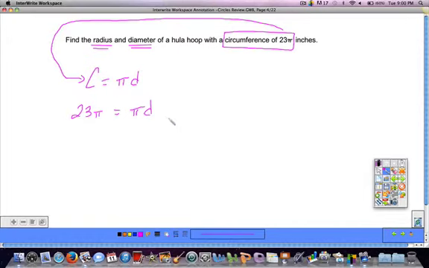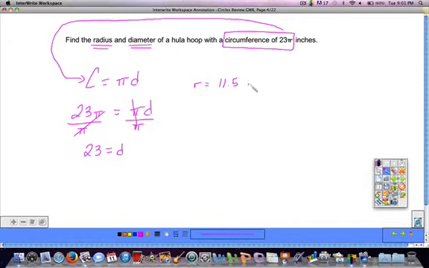Looks a whole lot like that other problem, doesn't it? Trying to find diameter, so I need to get rid of pi. That's pi times d. Opposite of multiply is divide. Divide by pi on both sides. So 23 is the diameter. And then to get the radius, we have to divide that by 2. And 23 divided by 2 should be about 11.5.